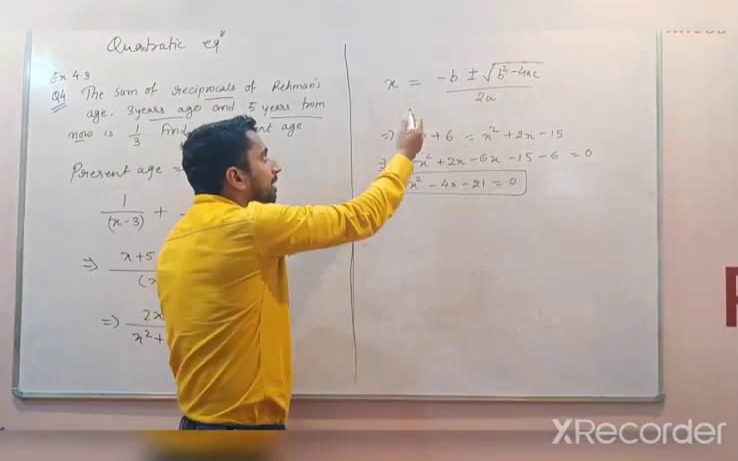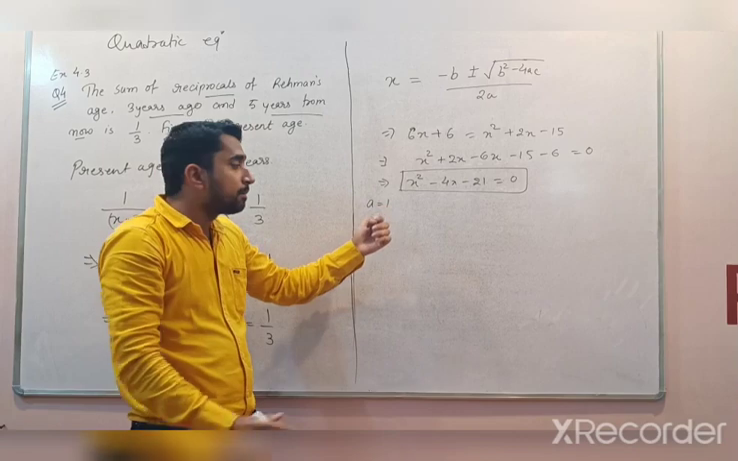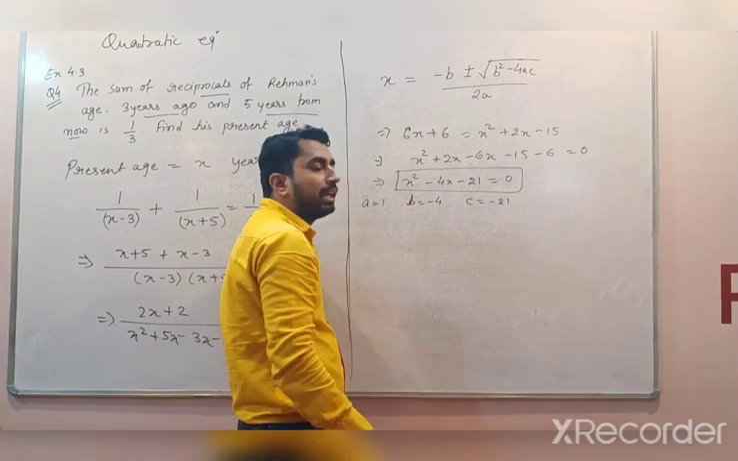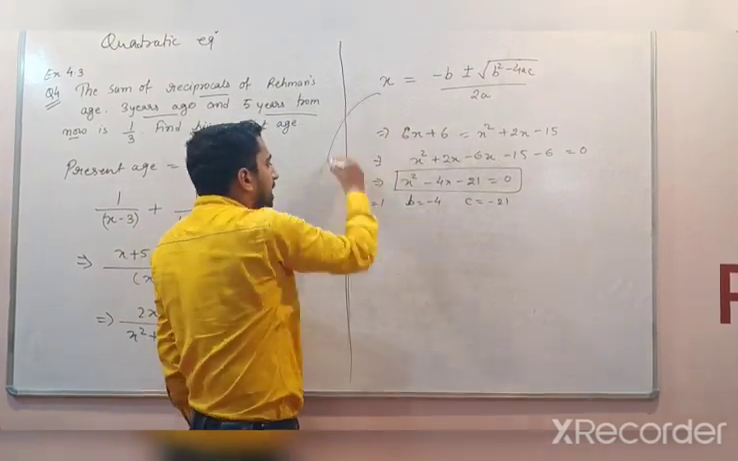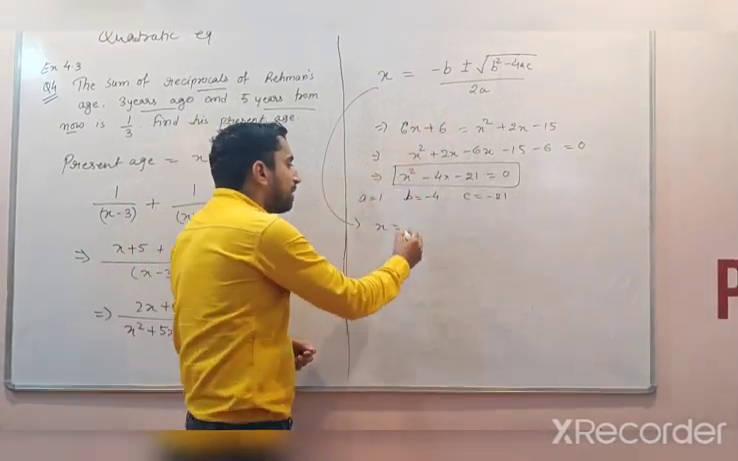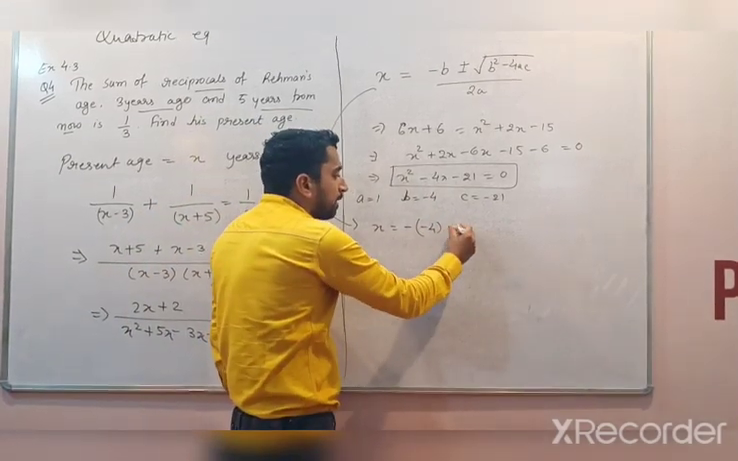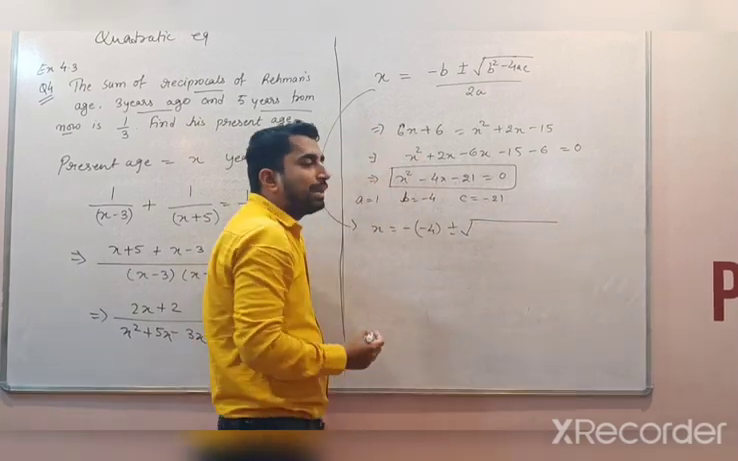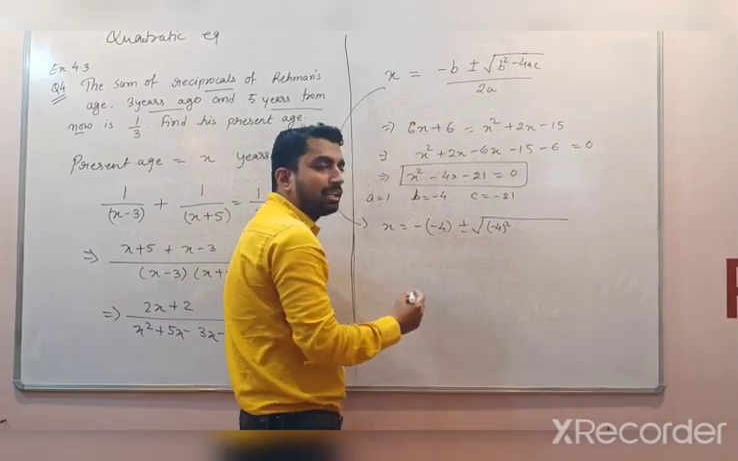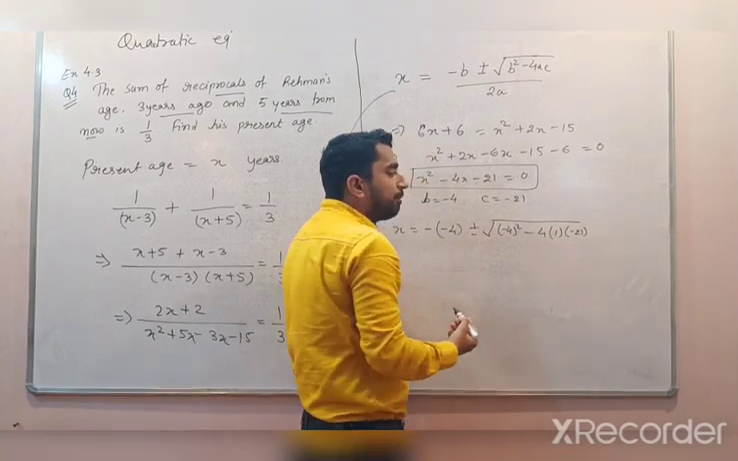Here you can see, if I will put up in the formula, in place of a I have 1, in place of b I have minus 4, and in place of c I have minus 21. So let us put up in the formula, bring it here. X equals to, first of all it is negative b, so put up negative sign, and then value of b is also negative, so we will make it minus 4, plus minus root over b square minus 4ac. So here if I do b square, I have to do square of minus 4. Minus 4, a is 1 and c is minus 21.